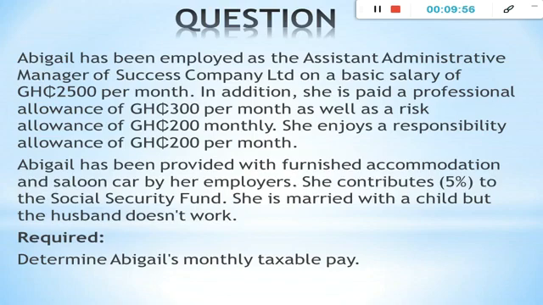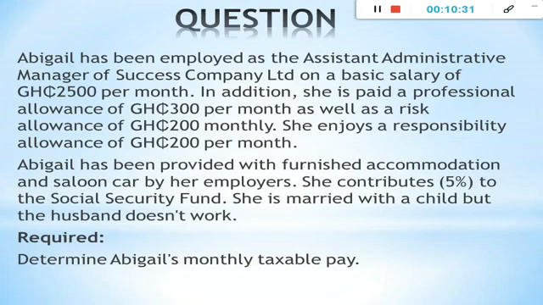For furnished accommodation, we apply the applicable rate, which is 10%. And we also have a saloon car, which is the car element. For the saloon car, which is the vehicle only, we get 5%. Then we have been told that the person contributes to social security at 5%. Bear in mind that ideally the rate is 5.5%, but here the question is telling you that it's 5%, so you need to use the 5% in your computation.